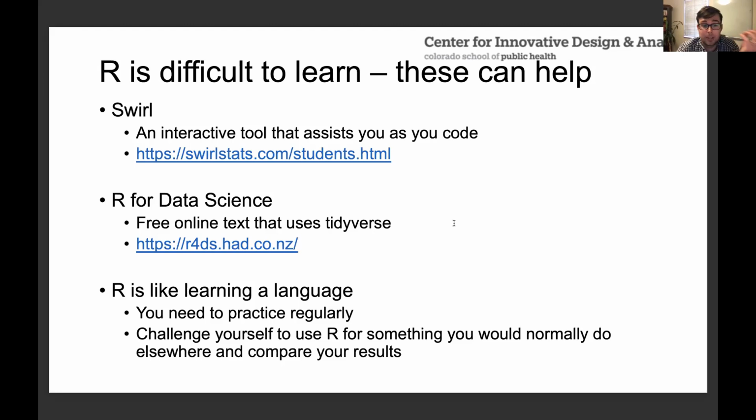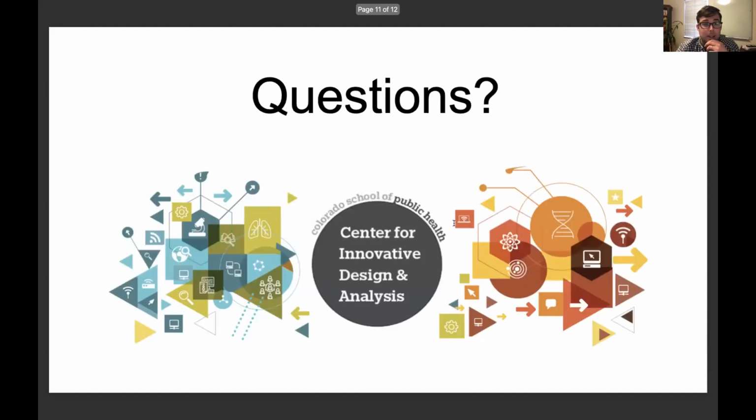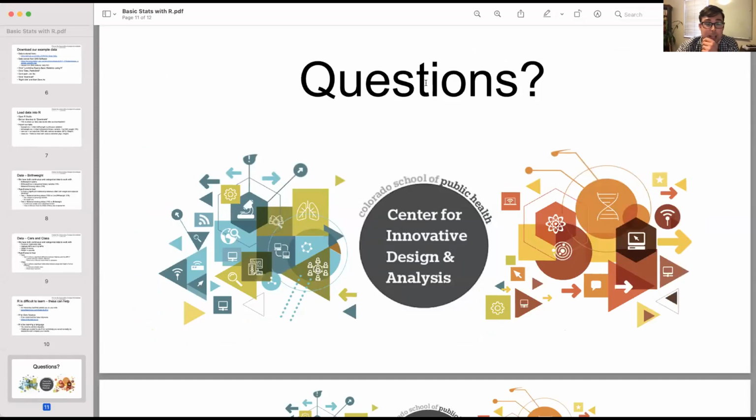So I recommend that you maybe start with a data set that you have analyzed in Prism or Excel or wherever it is. Try to do the same thing in R and see how it's different. And I think that's a helpful place to start. So from there, I will open up for questions. And I know that we had one more.